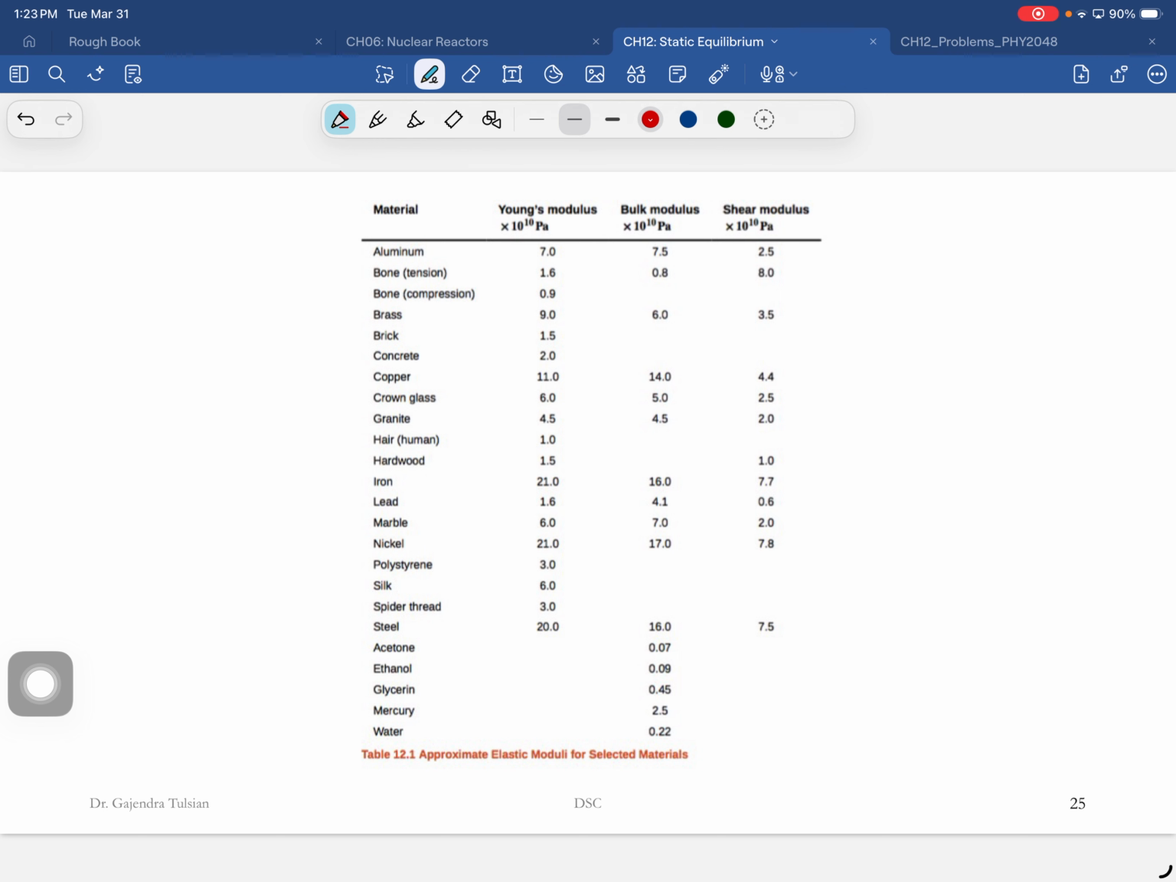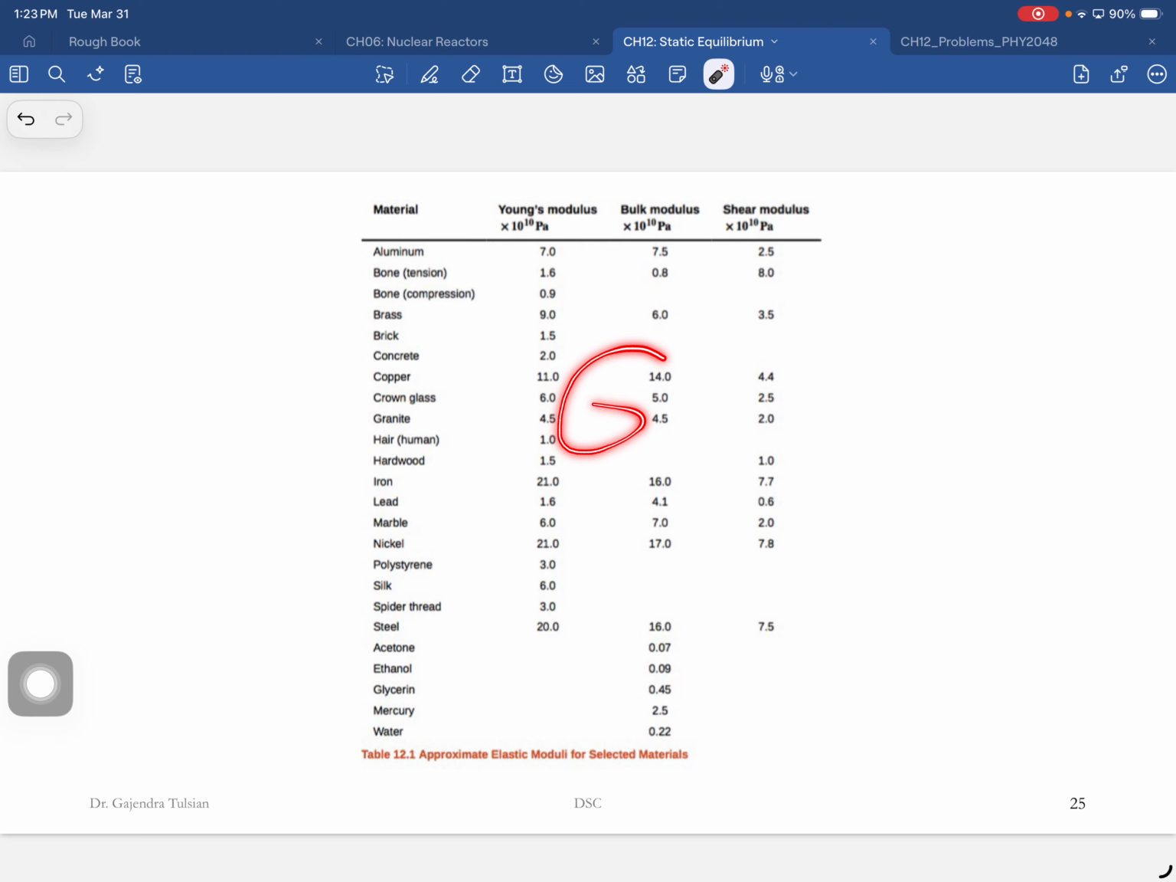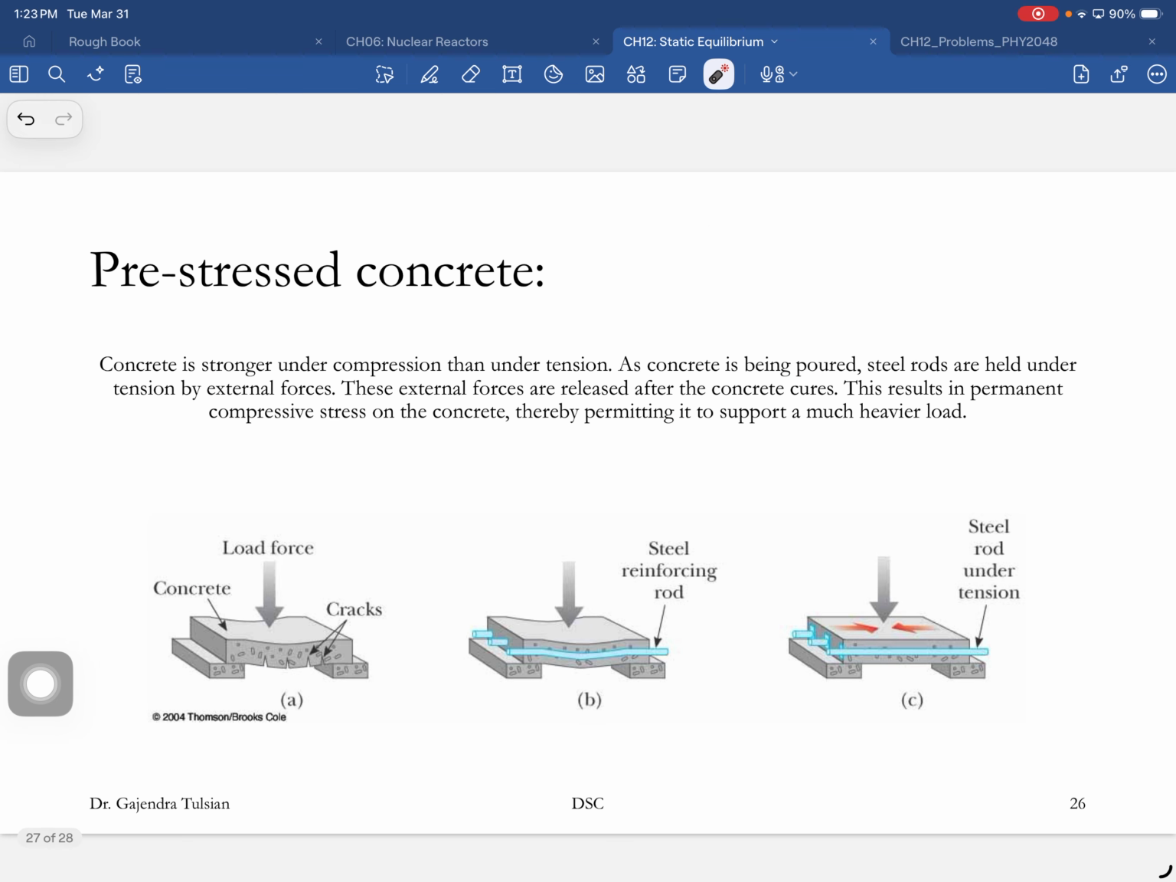So here again, all these values are useful, and people measure these moduli for various materials. Here are the numbers. We'll see these numbers when we solve problems.